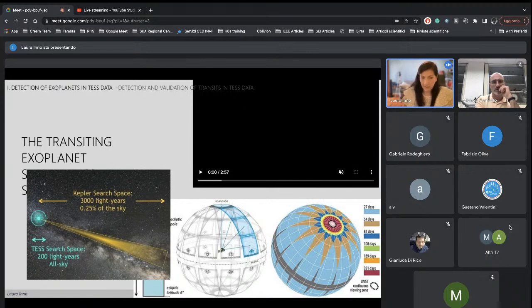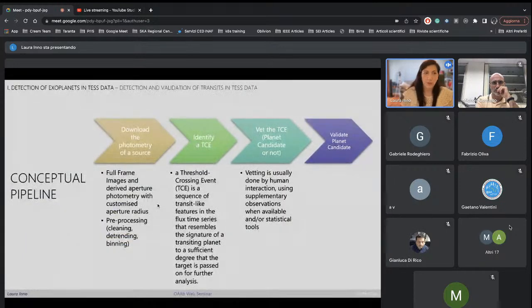All the data collected by TESS is public. So let's say that you want to use this data to search for exoplanets. What should you do? This is the conceptual pipeline. You can access the photometry: you can download either the full frame images and do your own photometry, or you can download directly the aperture photometry extracted from the images. Then you can do some pre-processing of the data, cleaning, detrending, binning, everything that is relevant to the specific light curve. And then you have to search the light curve for a transit-like feature, which basically means some kind of eclipse in the light curve.